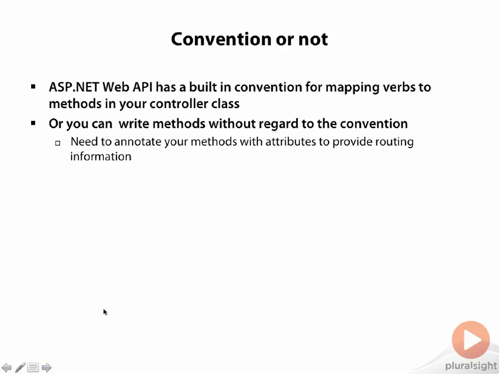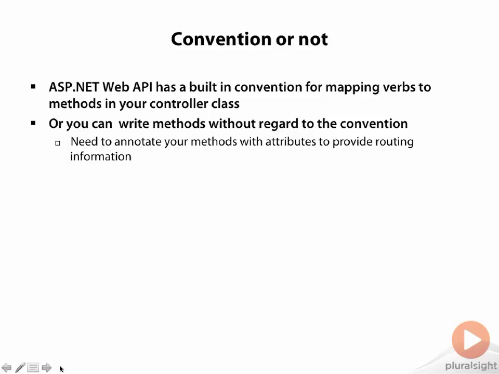Now, one of the things that you saw in the demo earlier in this module is that one of the things about the Web API, one of the design goals, was to be very simple to use. So they had to come up with some way of saying, okay, how are we going to map a particular URI and a particular verb to a particular method on a class on your controller class.